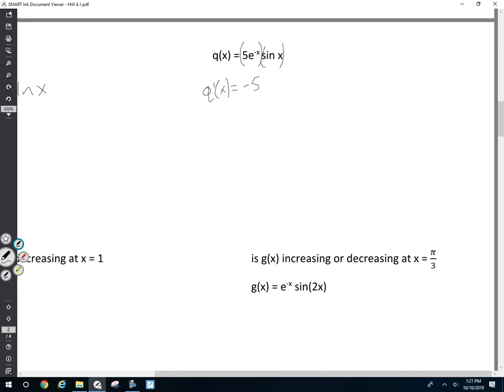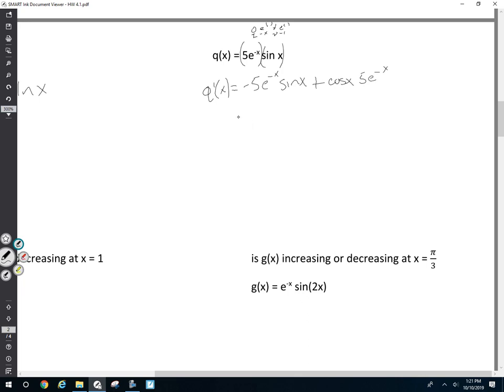I get negative 5e to the negative x is the derivative of 5e to the negative x. Again, this is an outside e to the power, but inside is the power. So that negative gets multiplied by the 5. So that's the derivative of the first times the second, plus the derivative of the second times the first.